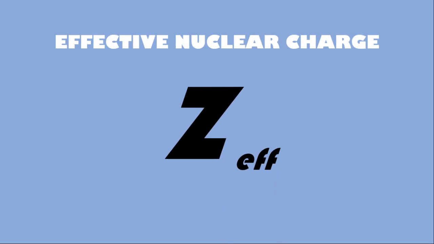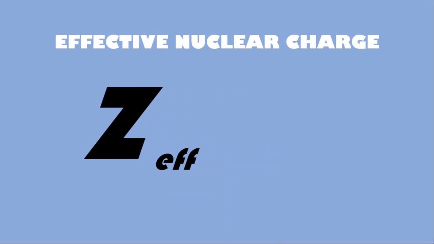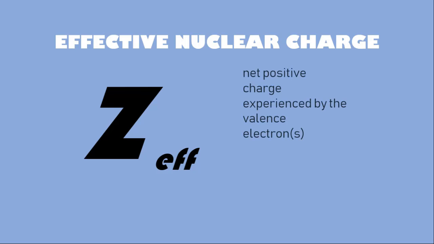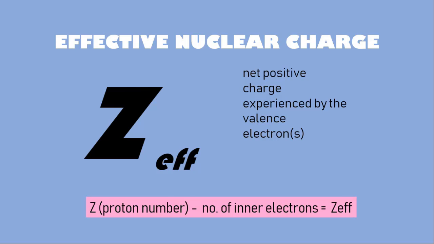We're about to dive deeper into the periodic table. But first, let's learn briefly about what the earlier term effective nuclear charge, or ZEF, means. The effective nuclear charge, or ZEF, is the net positive charge experienced by the valence electrons, also defined with the formula Z minus the number of inner electrons.